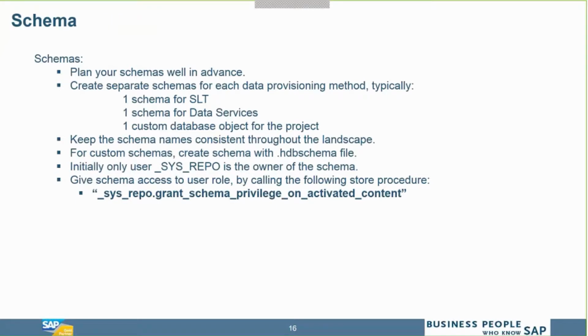So very preliminary database object, which is schema. So plan your schemas in advance. Would strongly suggest that. So depending upon different types of extraction, create different ones. For SLT, create a different schema. If you're having data services also, create a different schema for that. But apart from that, create a schema just for the project itself. For example, for BI, I would always create a BI project.